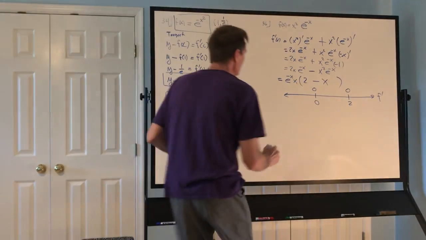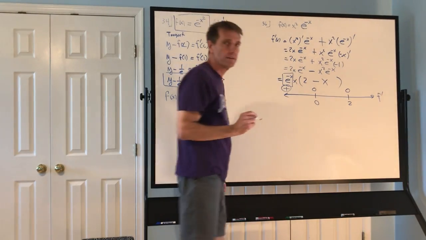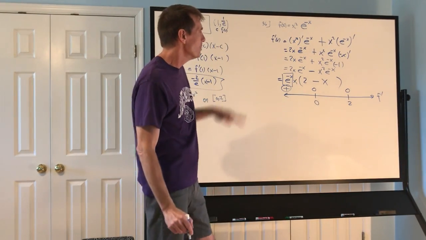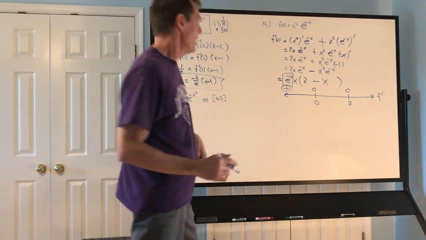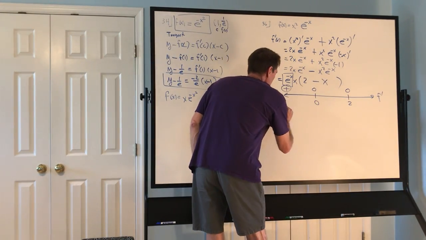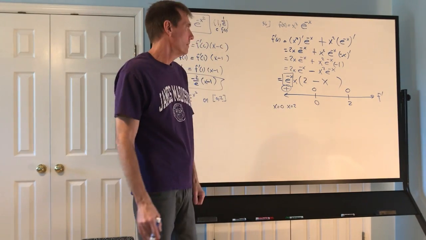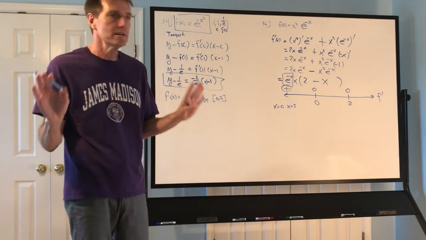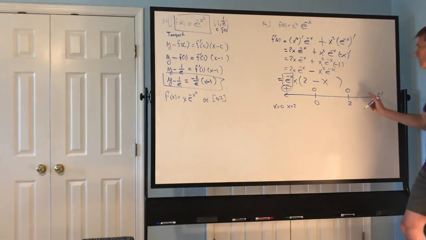Nothing will make that 0. E to the anything is always positive. So these are the only critical points. X equals 0 and x equals 2 are your critical points. So now all I have to do is test. Now remember, these are the only zeros, so give me a number bigger than 2.